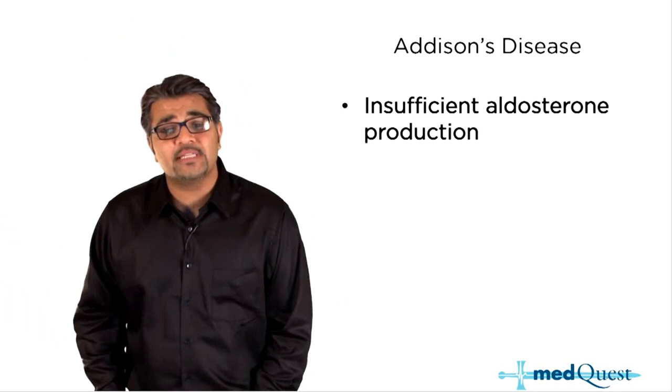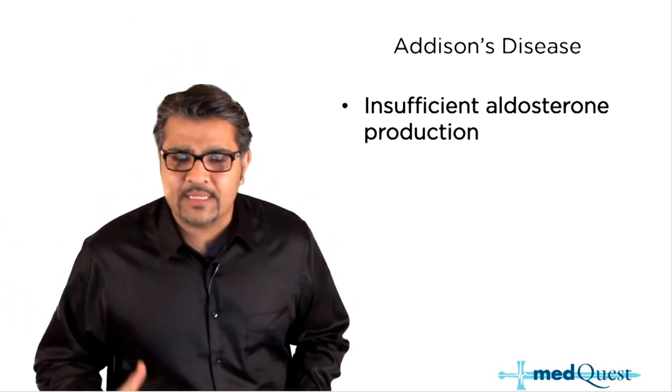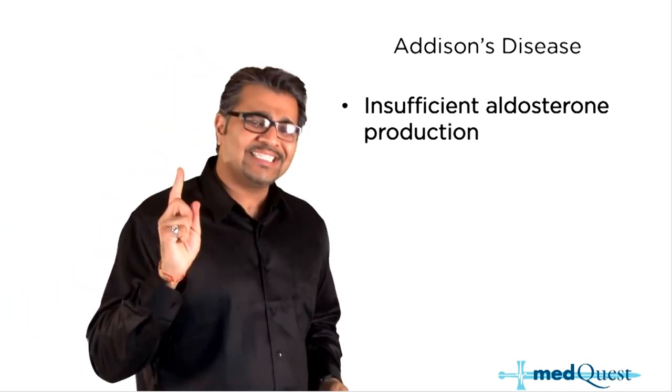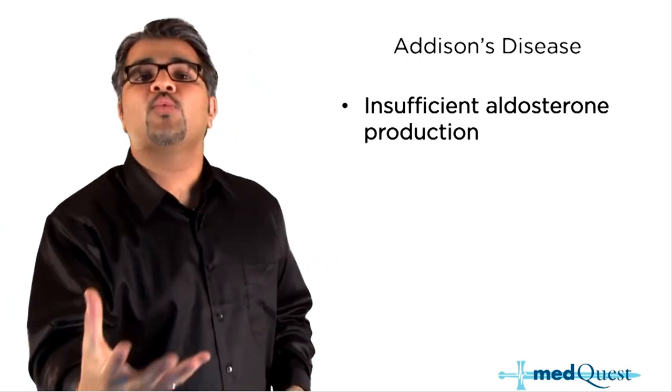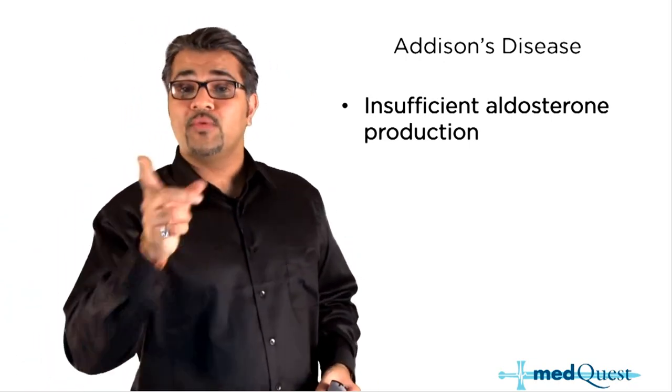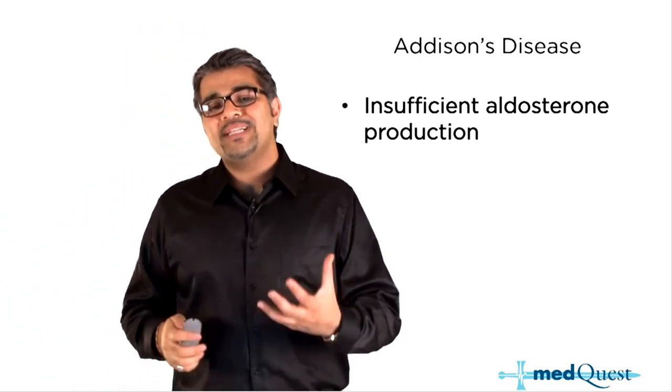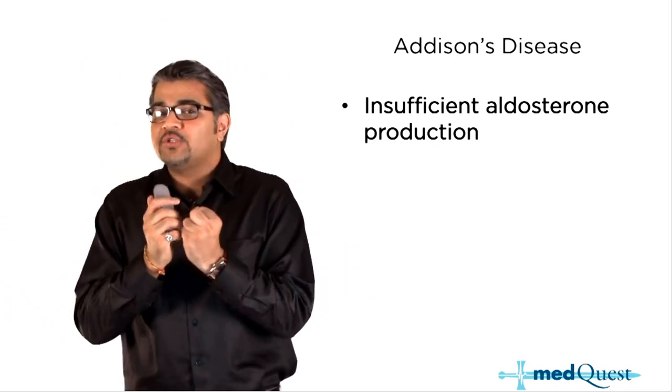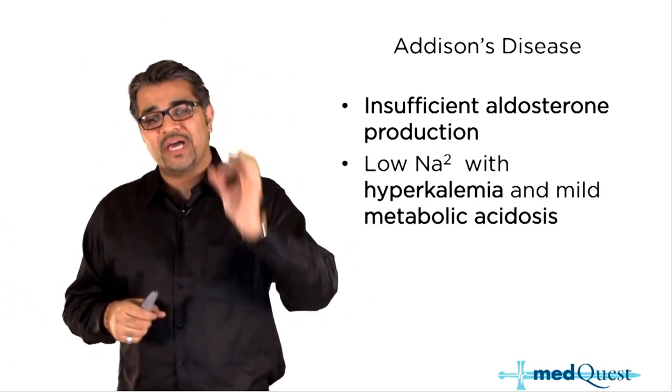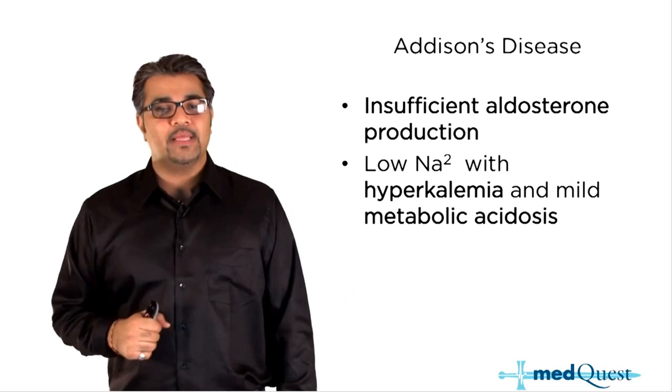Now let's talk about Addison's disease. Addison's disease is an insufficient aldosterone. And what does aldosterone do? Aldosterone holds on to sodium and kicks out potassium, and hydrogen follows. So we hold on to sodium, and 3 water molecules come along with it. Well, what ends up happening is if I'm not producing enough aldosterone, I'm going to have a low sodium with hyperkalemia and mild metabolic acidosis.